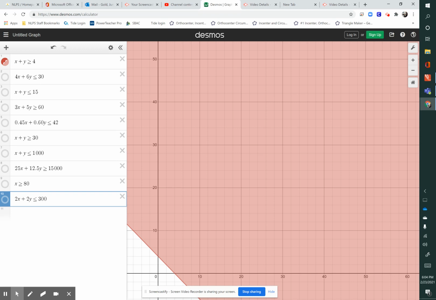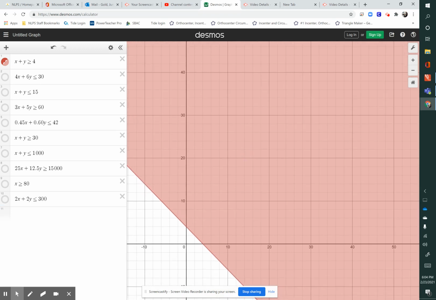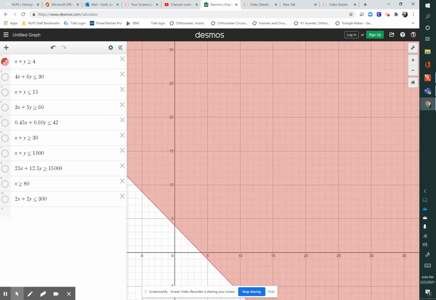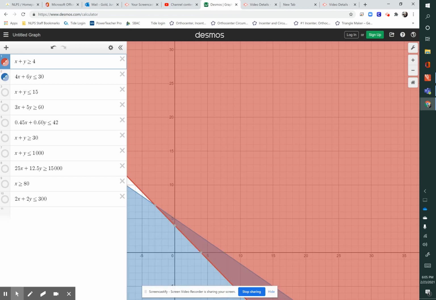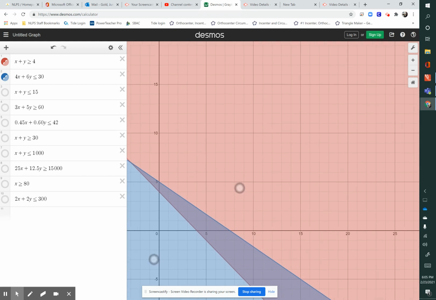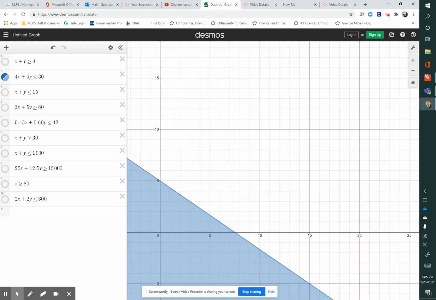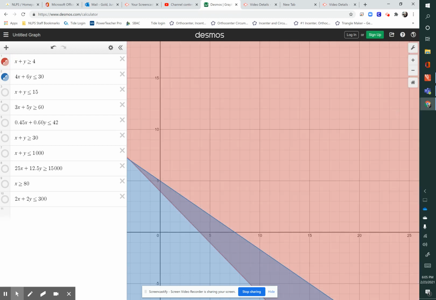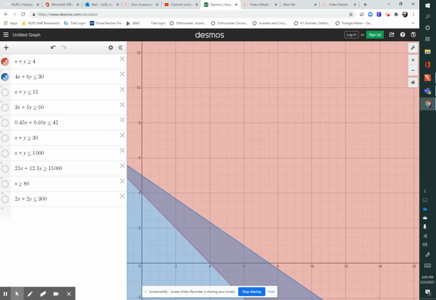Here's our x plus y is greater than or equal to 4. She wants to buy stones for at least 4 of her friends. And then here's our 4x plus 6y must be less than or equal to 30 because she can't spend any more than $30. So there's that inequality all by itself. And here we have this overlapping region right here. So anything that falls within this overlapping region is a solution to this problem.